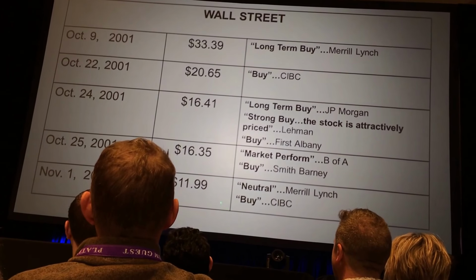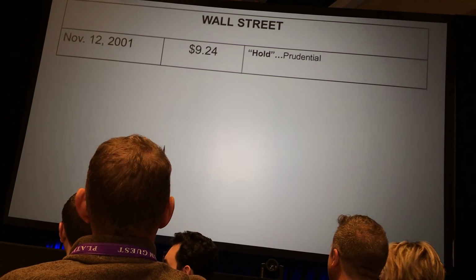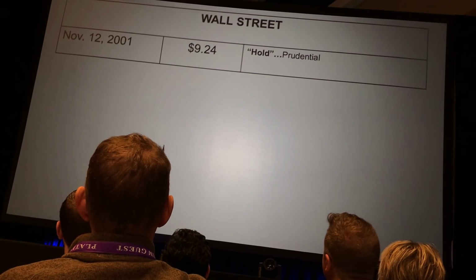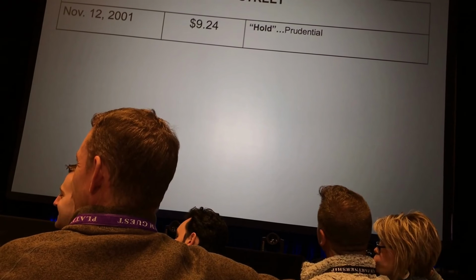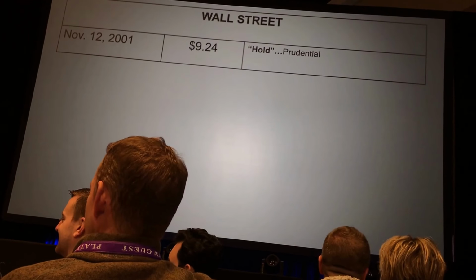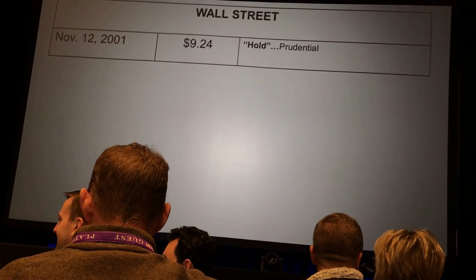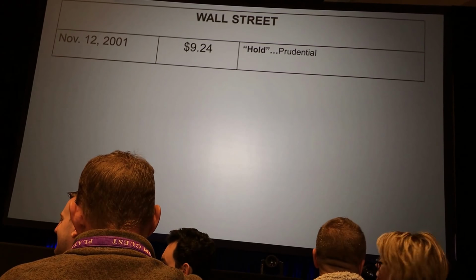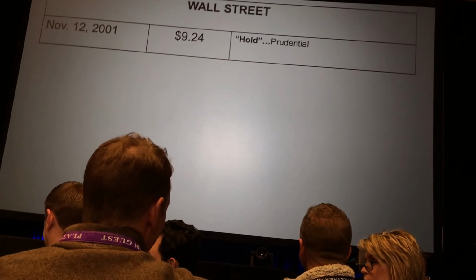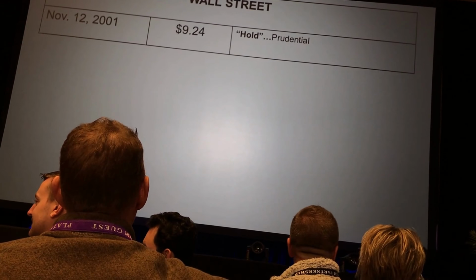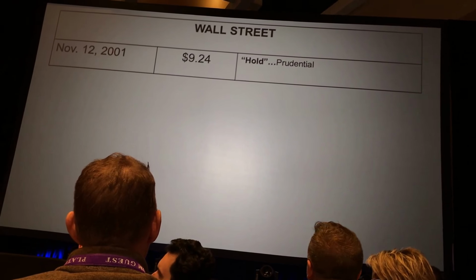But CIBC, smartest guys over there at 12 bucks a share, said, yep, you better own it. Hold on, said Prudential. Hold on, 9 bucks a share. Hold on means, okay, it's always darkest before the dawn. It looks bad, but now is not the time to fold. A miracle could happen. This thing could come back.